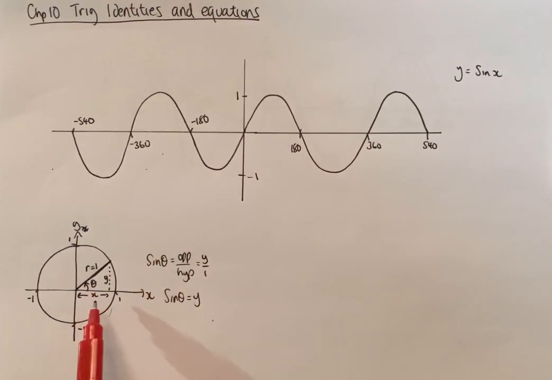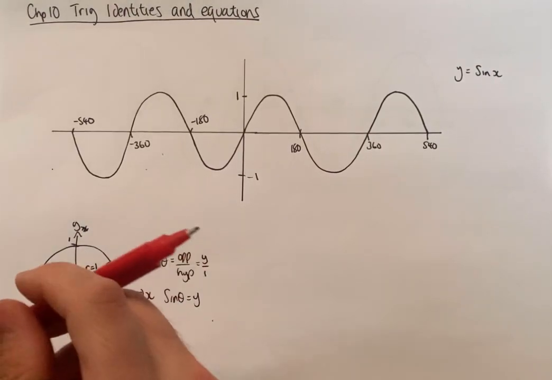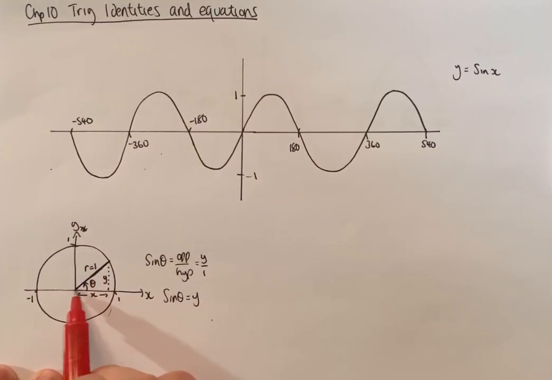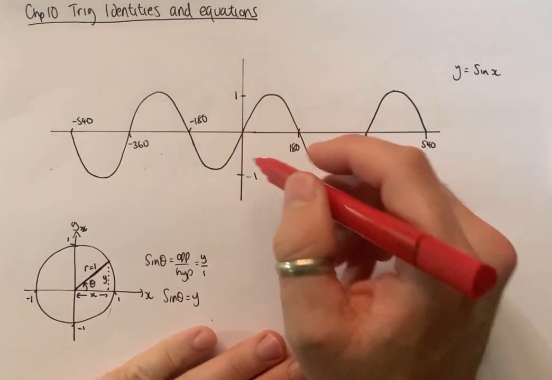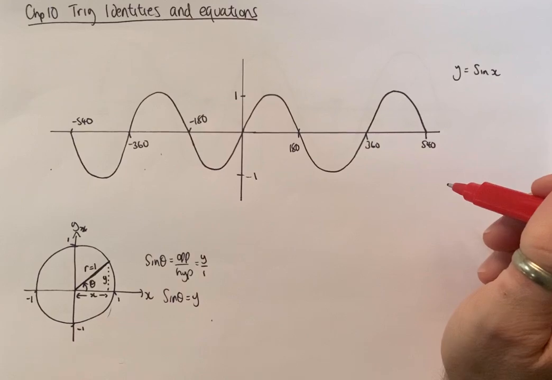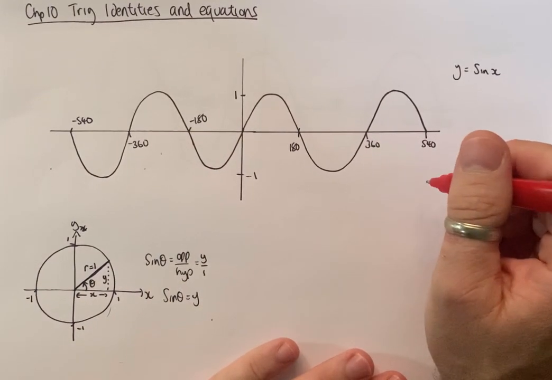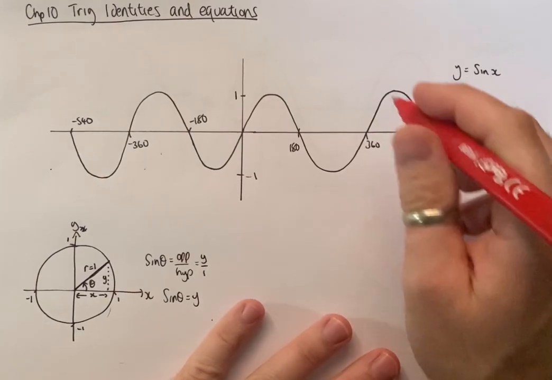Similarly for cos, as this line goes around the circle, the cosine of the angle is this horizontal distance here. So those values are plotted to form this graph. I'm just going to show you now how you'd use that graph to work out other angles. Remember, the calculator is always programmed to give you the acute angle.